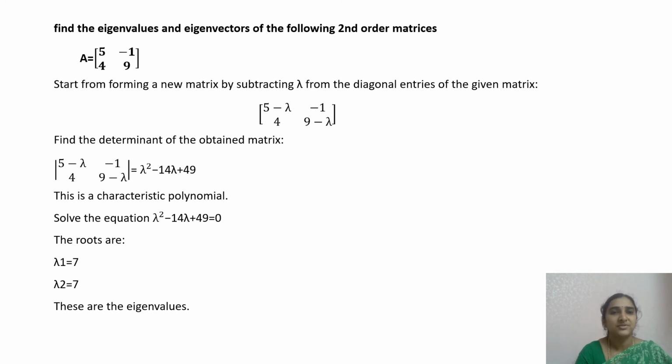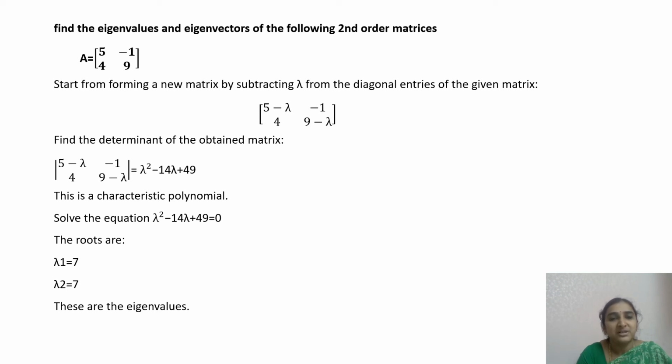Now let us learn to find eigenvalues and eigenvectors of the following second order matrix. Let me consider a matrix A with the elements 5, minus 1, 4 and 9. Start by forming a new matrix by subtracting lambda from the diagonal entries of the given matrix. The resultant matrix would be 5 minus lambda, minus 1, 4, 9 minus lambda. Find the determinant of the obtained matrix.